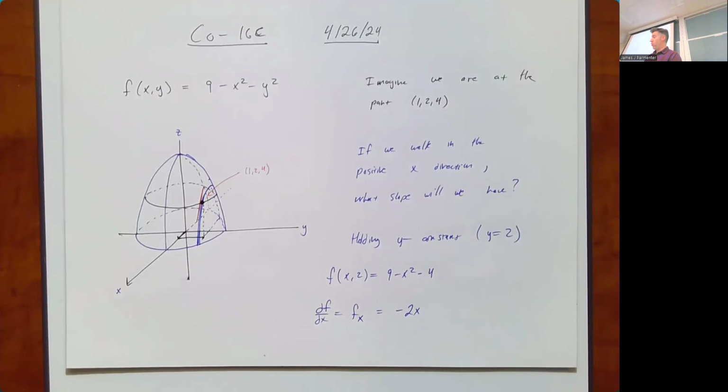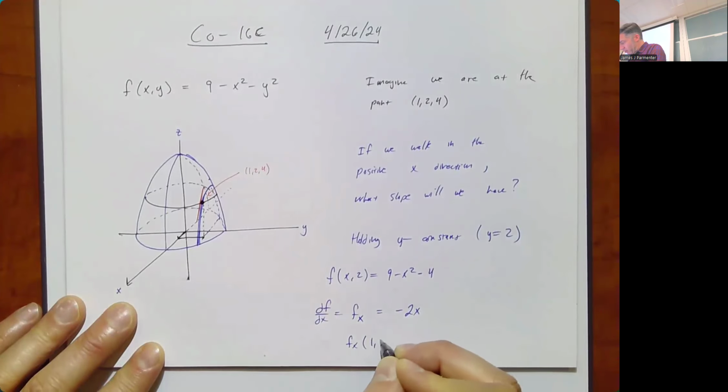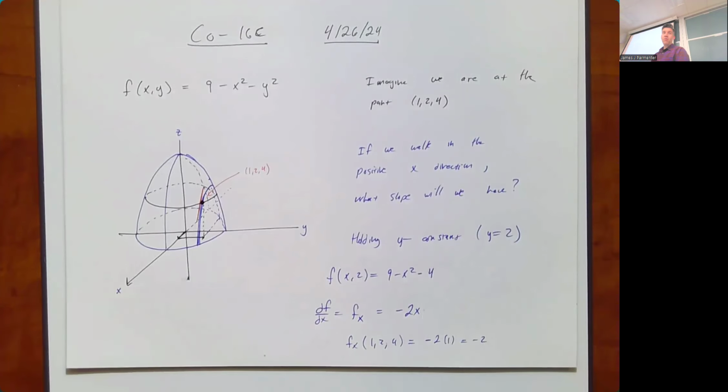And then if we plug in the point that we're at, which is (1, 2, 4), f_x evaluated at (1, 2, 4), well, we can only plug in the x value of 1 and we get negative 2 times 1, which is negative 2. What we're saying is at that point, if we move in the x direction, our slope is negative 2.